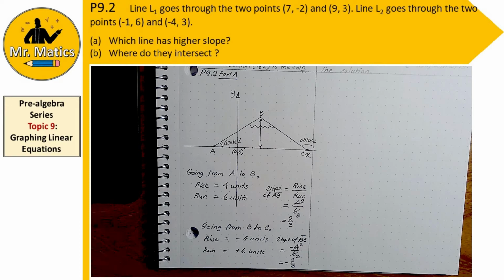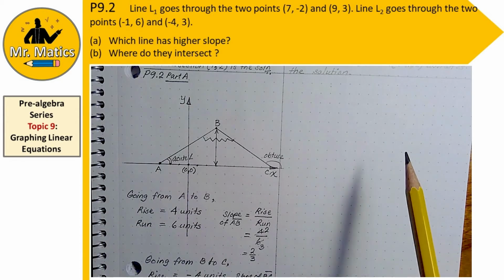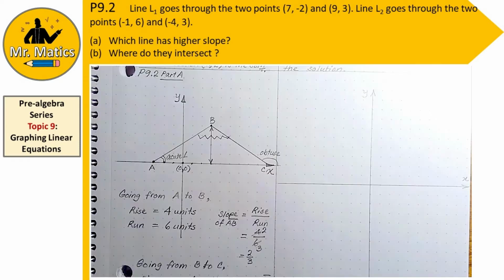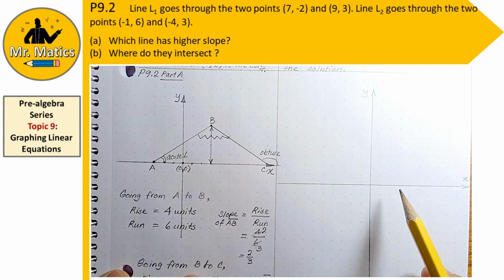Let me draw the coordinate system one more time on this side, and then I will let you do that. You can pause the video and then proceed after that. Okay, I have drawn the axis on this side. We are going to use it. So that line L1 is passing through 7 comma minus 2.